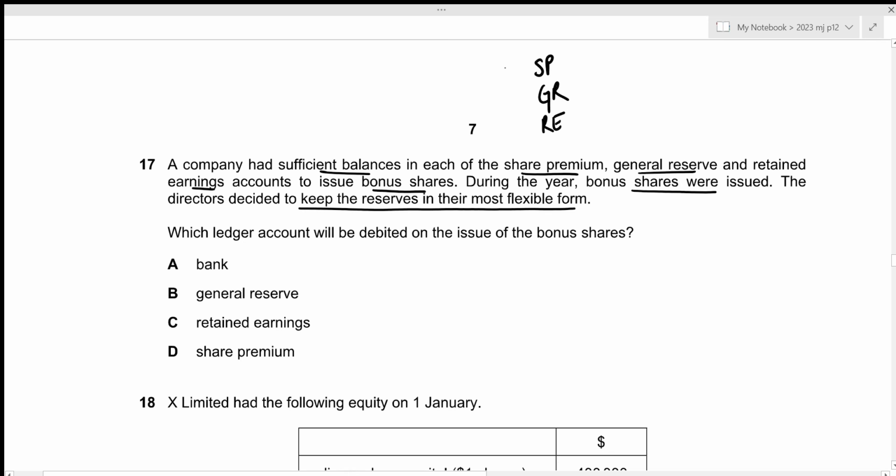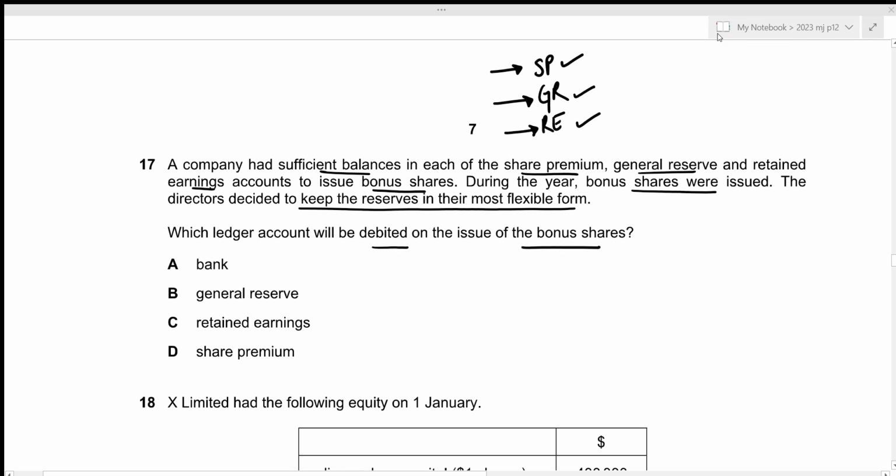So we first try to fund all of our bonus shares using share premium, and if the value in the share premium is not enough, we then move towards general reserve, and if the value in general reserve is not enough, we finally move towards the retained earnings in order to fund the bonus shares. Now, which ledger account will be debited on the issue of the bonus shares?